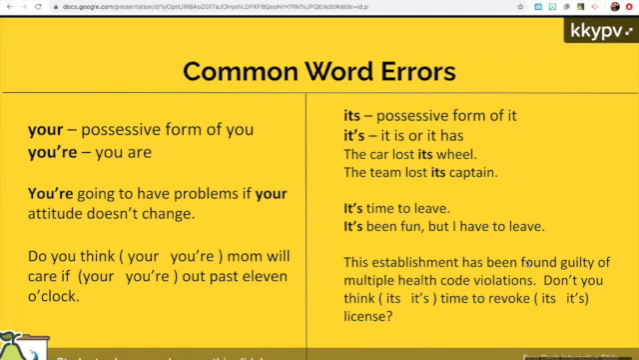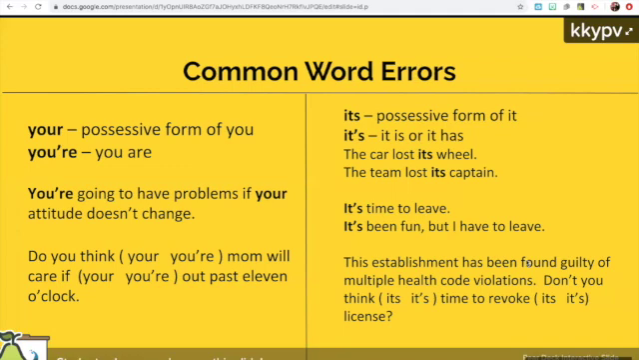And then there are two forms of its. ITS is a possessive form of it. So its tail was wagging, okay? IT'S is it is or it has. So the car lost its wheel. This belongs to the car. The team lost its captain.